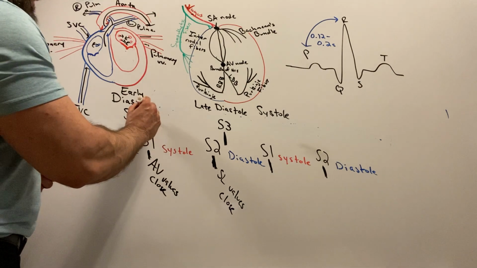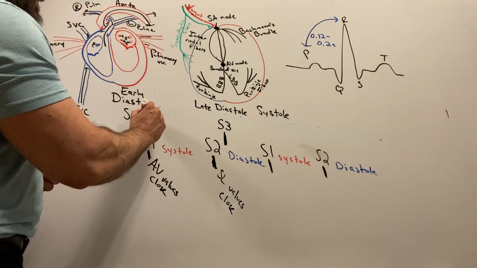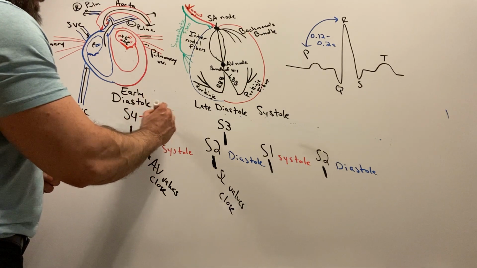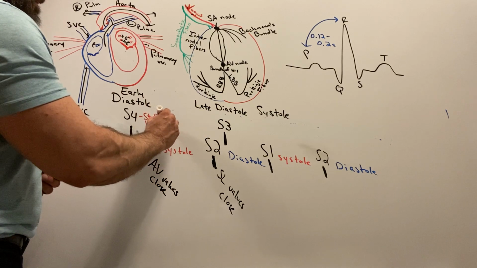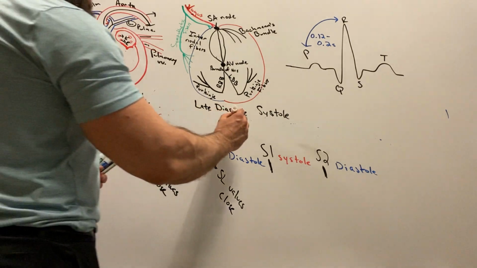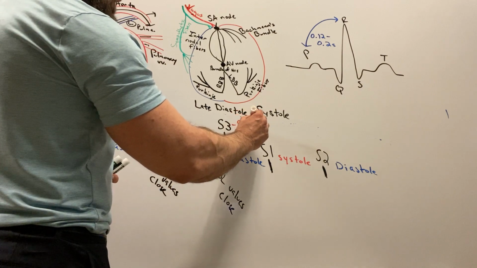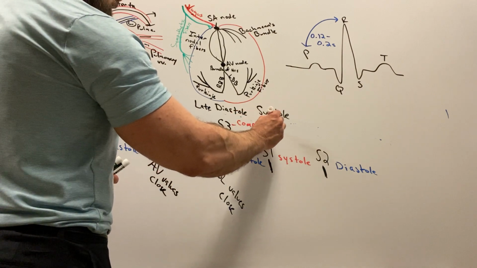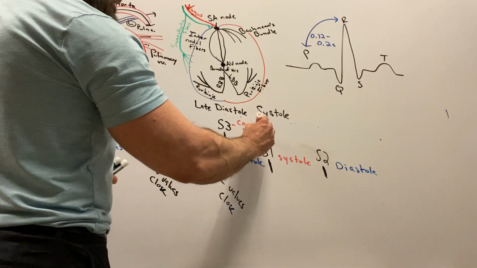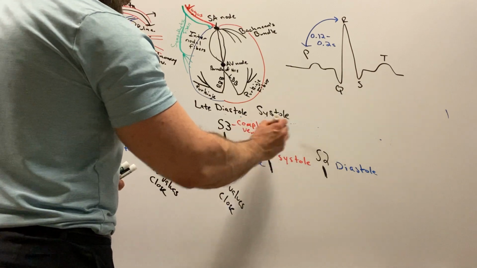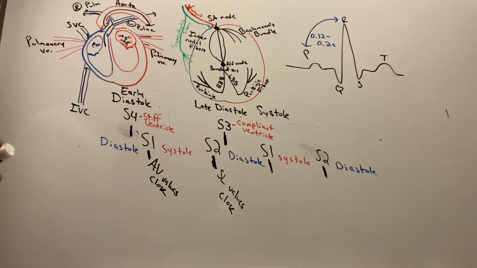So S4 is usually because of a stiff ventricle, and S3 is usually due to a very compliant, or overly compliant, ventricle. But they're both happening in diastole.